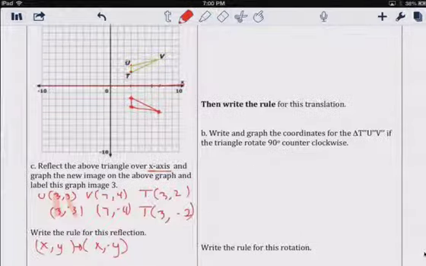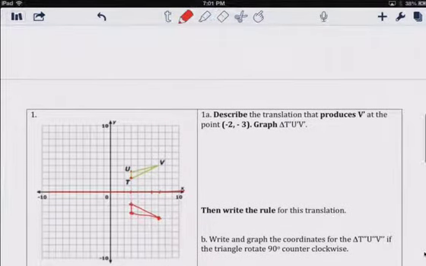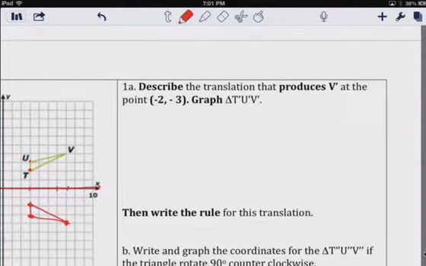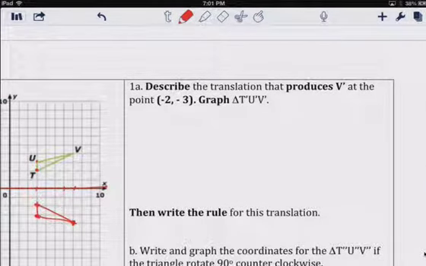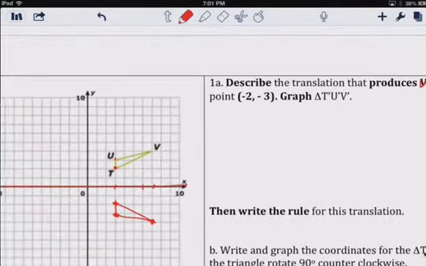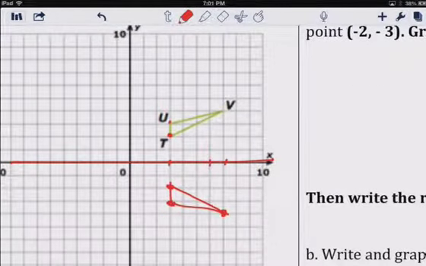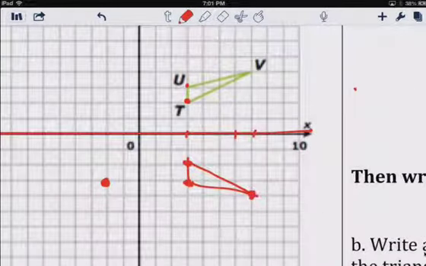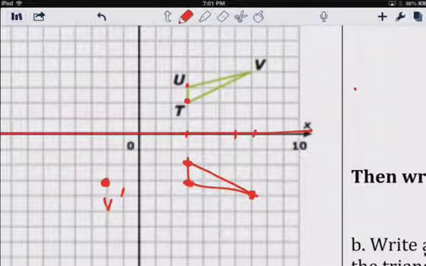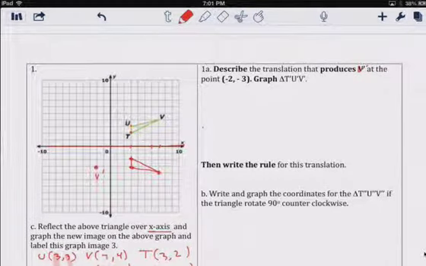Alrighty, I need to give you the volume one, you guys. I've been meaning to give you a review question that relates to volume. Describe the translation that provides V prime at negative 2, negative 3, right here. And that is V prime. Okay, so let's write the ordered pair. Start with T, alphabetical. 3, 2, sorry.